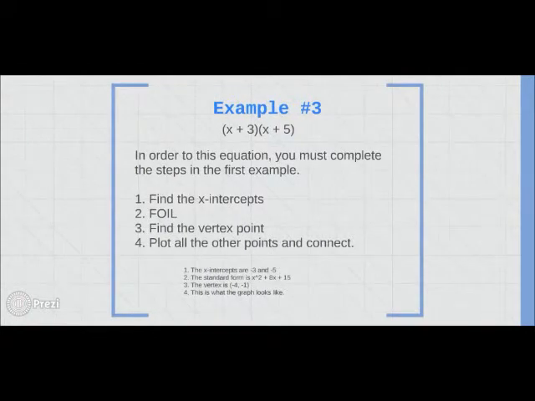So in order to do this equation, you must complete the steps in the first example. X plus 3 times x plus 5. First, you must find the x-intercepts. Then you must FOIL. After that, you must find the vertex point, and after all that, you finally plot all the other points and connect them.